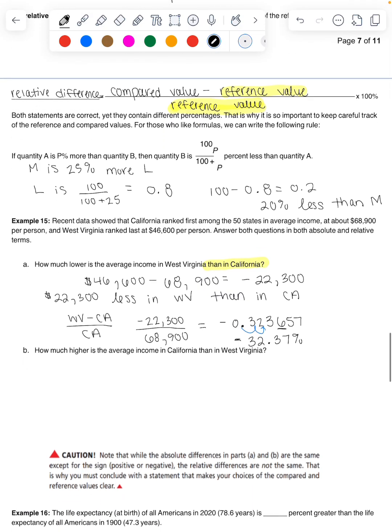How much higher is the average income in California than in West Virginia? So now we're just flipping them. Now we're saying that West Virginia is our reference value this time. So we're doing the same problem, but we're going to flip the numbers.